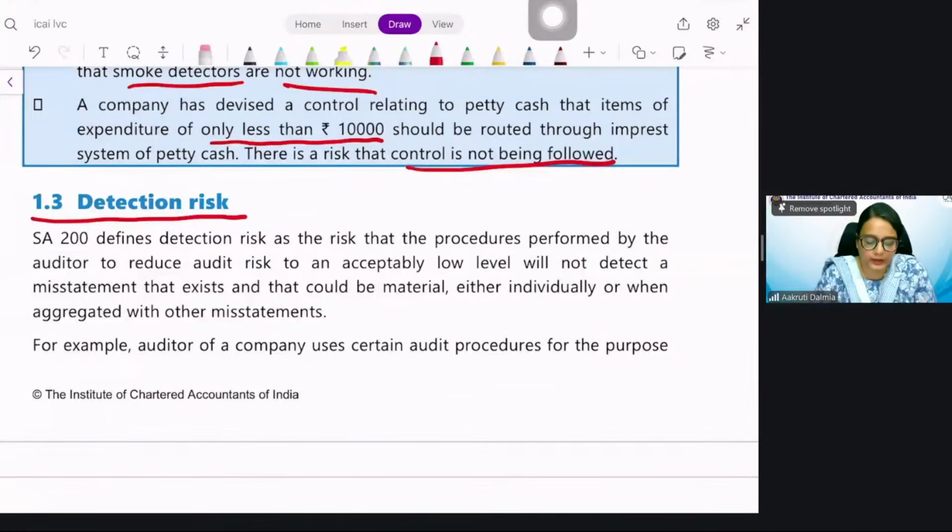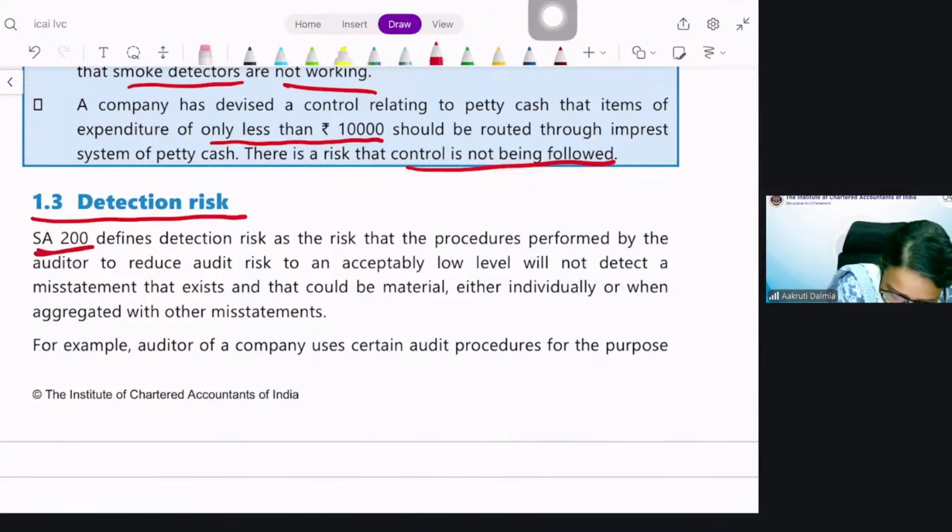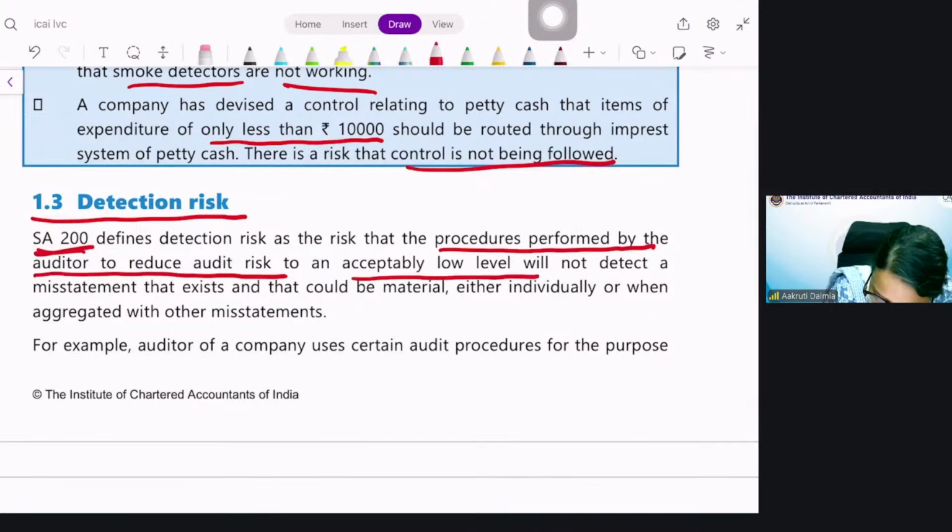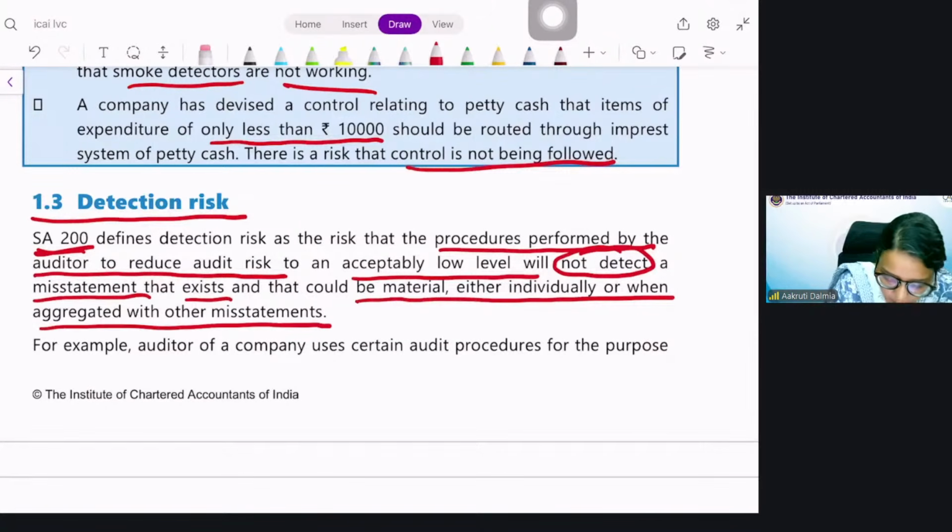Now pay attention. Detection risk, let's do. Detection risk, SA 200 again defines detection risk as the risk that procedures performed by the auditor to reduce audit risk to an acceptably low level will not detect a misstatement that exists, and that could be material either individually or when aggregated with other misstatements.